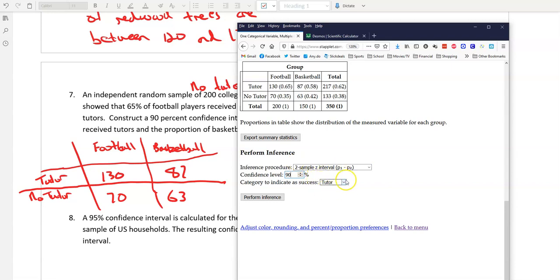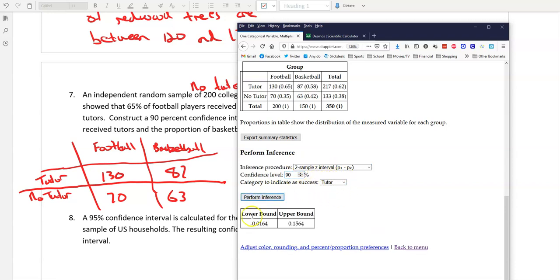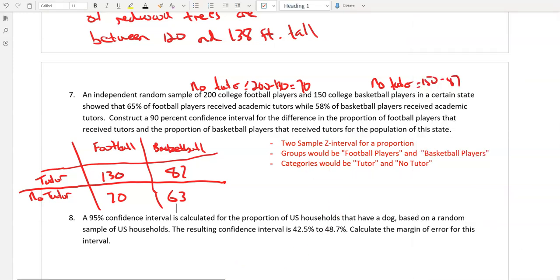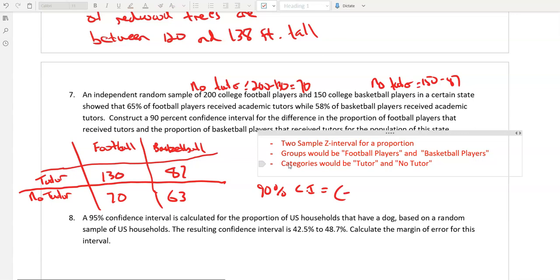And you should be able to leave this the same every time, so don't worry about that. And I'm going to perform, and there's my lower bound and upper bound. Negative 0.0164 to 0.1564. So my 90% confidence interval is equal to negative 0.0164 to 0.1564. And that would be my final answer.